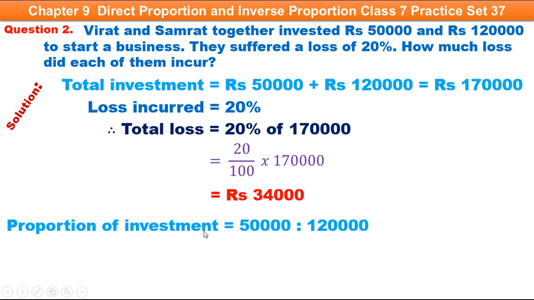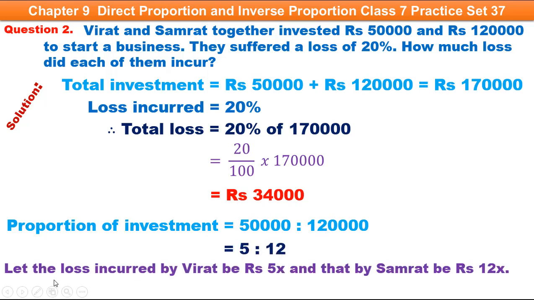34,000. Proportion of the investment 50,000 is to 1,20,000, 5 is to 12. Let the loss incurred by Virat be 5x and that by Samrat be 12x. 5x plus 12x is equal to 34,000. Therefore, 17x is equal to 34,000. Therefore, x is equal to 34,000 divided by 17 is equal to 2,000.